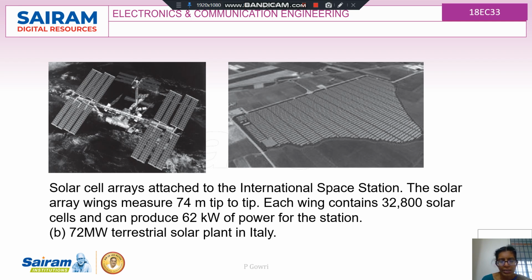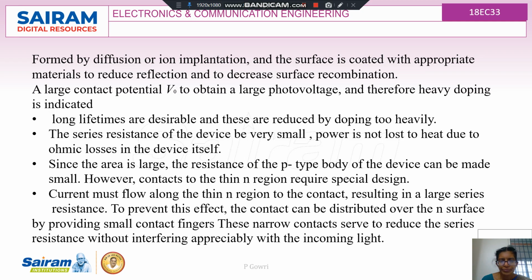And the second diagram is the solar plant which is placed in Italy. Now, when we have a large contact potential V naught to obtain a large photovoltage, therefore heavy doping will be used, but heavy doping will result in some defects, that is, long lifetimes are desirable, and these are reduced by doping too heavily.